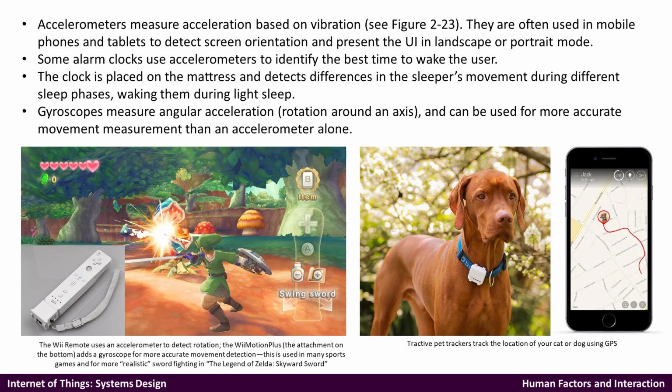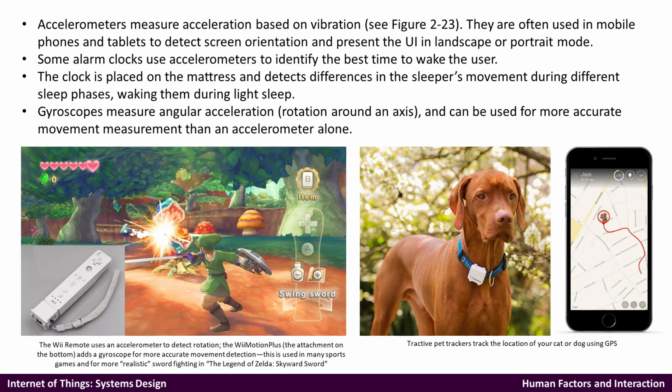The gyroscope measures angular acceleration, rotation around an axis. Typically, a gyroscope can be used for more accurate movement measurements. So you can identify activities such as running, walking, and climbing hills. The gyroscope is also used in gaming scenarios to identify what kind of actions the gamer or the user is performing, and then change the game accordingly.